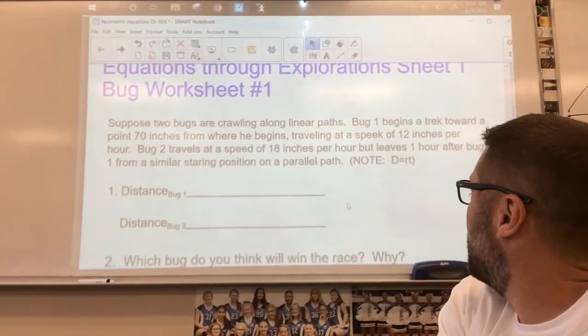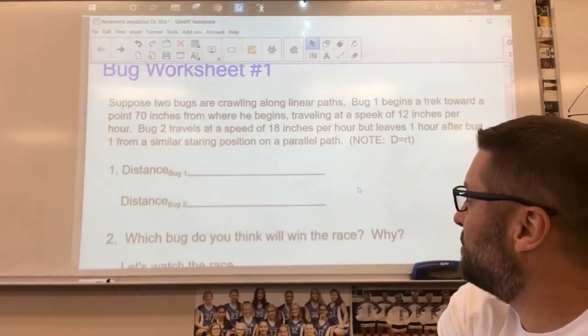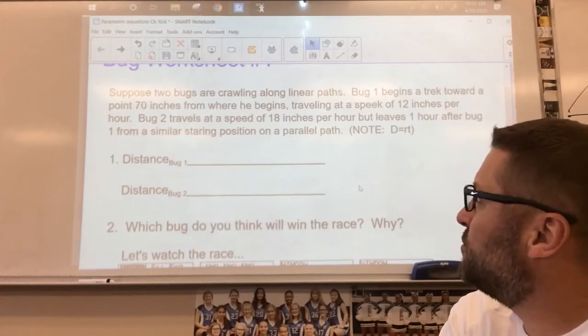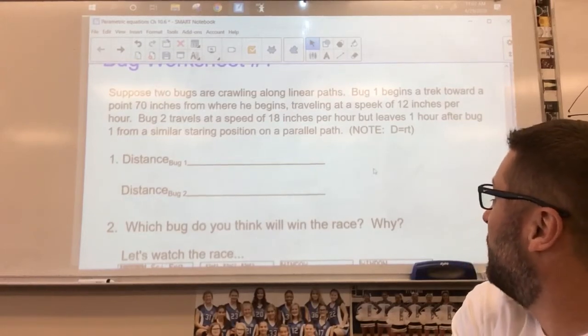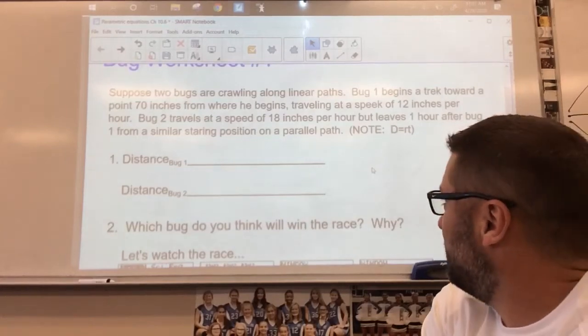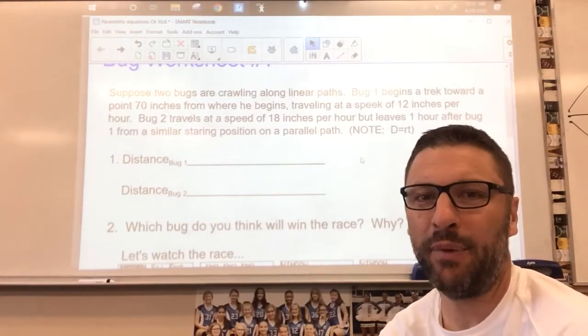Bug 1 begins a trek toward a point 70 inches from where he begins, traveling at a speed of 12 inches per hour. Bug 2 travels at a speed of 18 inches per hour, but leaves 1 hour after bug 1 from a similar starting position on a parallel path.